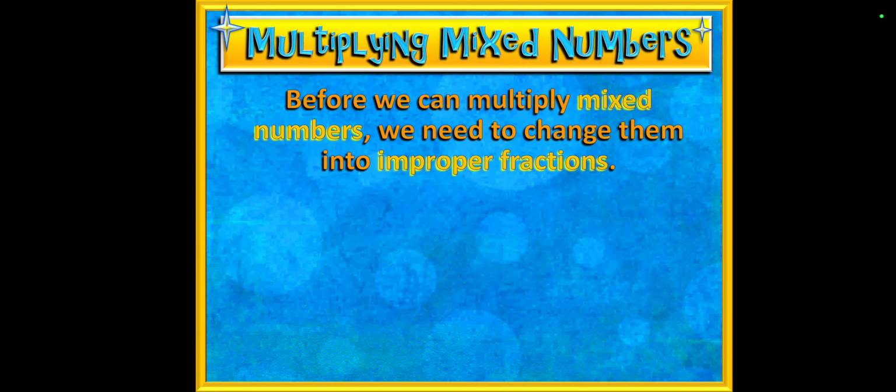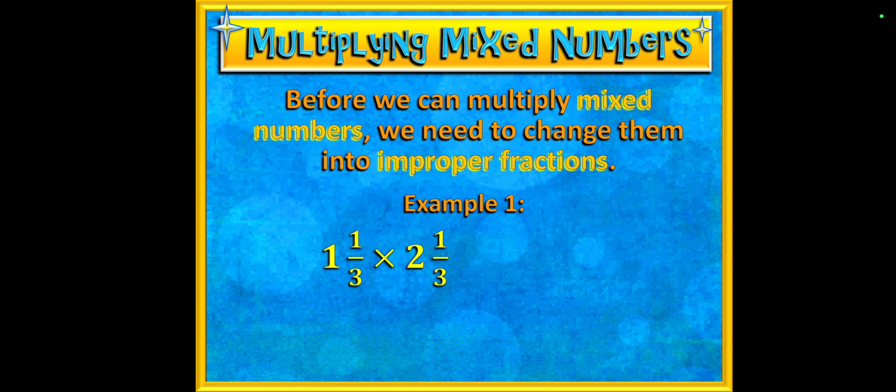Before we can multiply mixed numbers, we need to change them into improper fractions. And I hope you recall from your lesson 7, converting mixed numbers to improper fractions. For example, we have here 1 and 1/3 times 2 and 1/3. Always remember that in multiplying fractions, we only need to deal with simple fractions. So this time, you just have to convert this mixed number into an improper fraction. So how to do that?